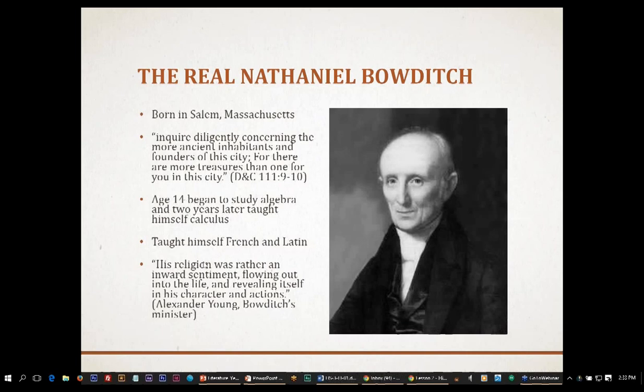He said, Nathaniel Bowditch's religion was rather an inward sentiment flowing out into the life and revealing itself in his character and actions. And I like that quote because, as we're going to see in the book, Nathaniel Bowditch was a man of amazing character and self-discipline, and that came from his faith, and that is the same for all of us. You can't have a lack of faith in God and at the same time be a great person.